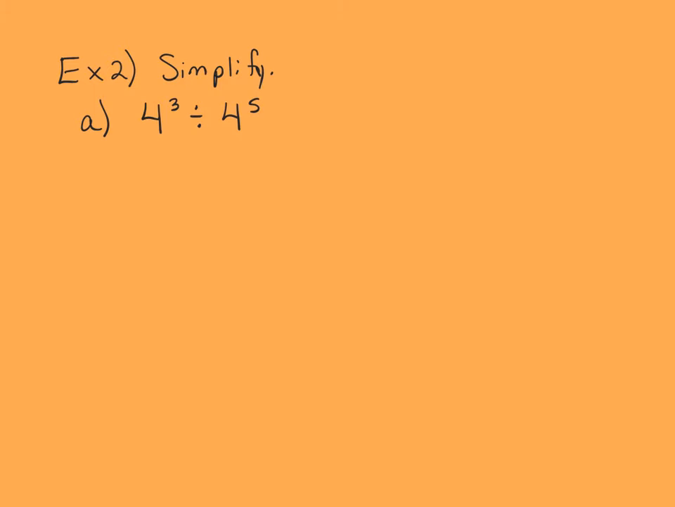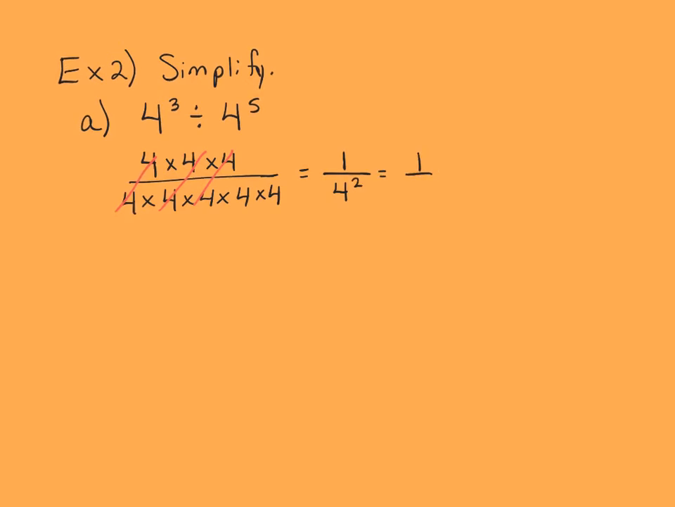Let's divide like bases and say, well, this is 4 times 4 times 4 divided by 4 times 4 times 4 times 4 times 4. And we have 4 over 4 multiplied 3 different times, and 4 over 4 is 1. So those cross out. 3 pairs of 4s cross out. And we end up with no 4's in the numerator, which we'll just use this placeholder 1, over 4 times 4, which is 4 squared.